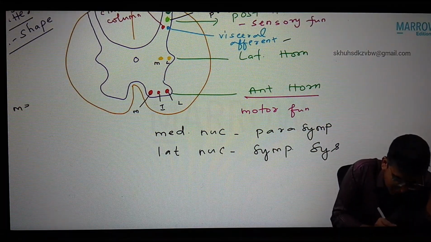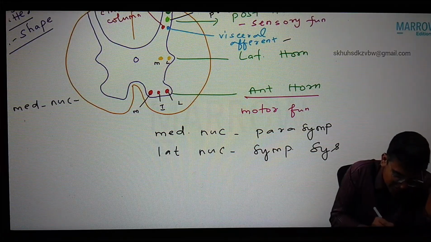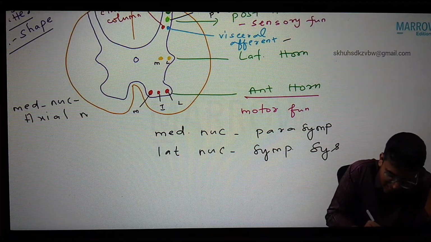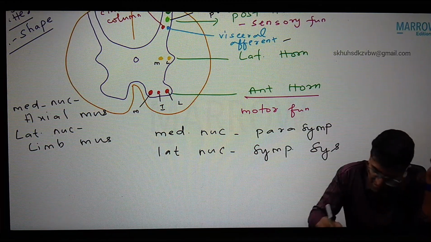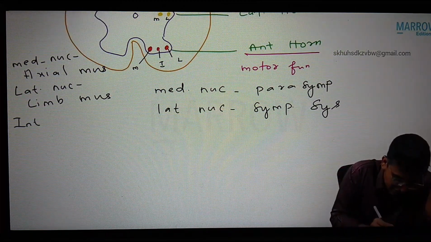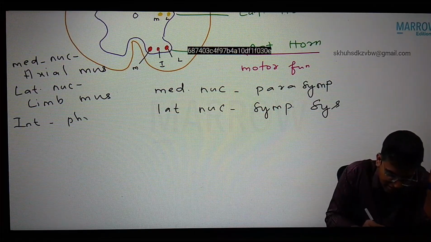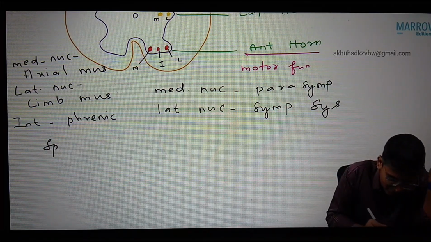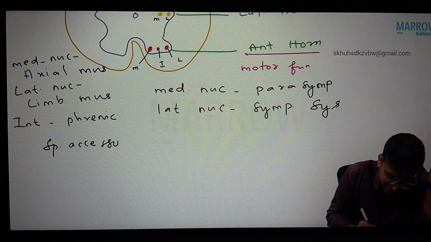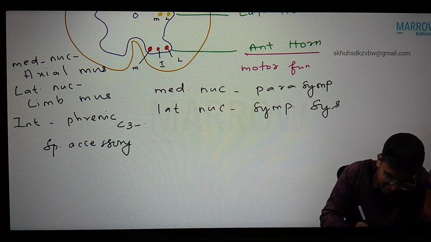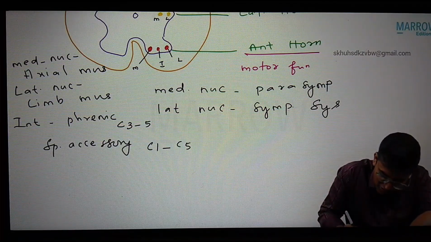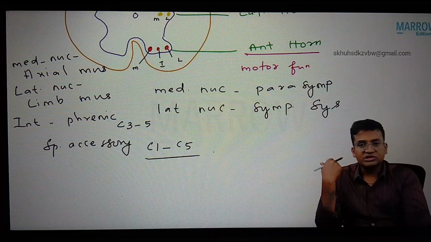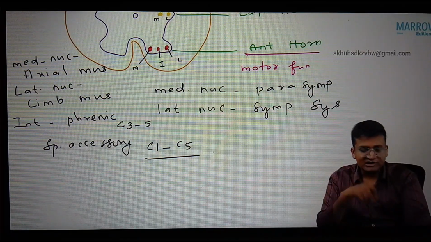The medial nucleus innervates the axial muscles, the lateral nucleus innervates the limb muscles, and the intermediate nucleus is the nucleus for the phrenic nerve and the spinal accessory nerve. The phrenic nerve nucleus is C3 to C5, and the spinal accessory nerve nucleus is C1 to C5. These are all the various nuclei present in the spinal cord.